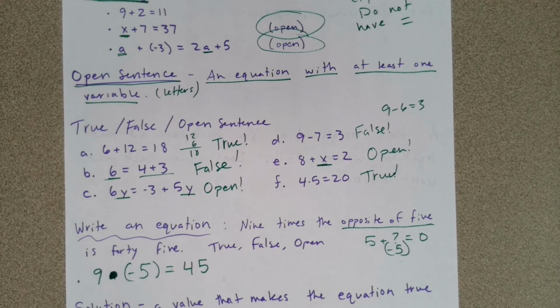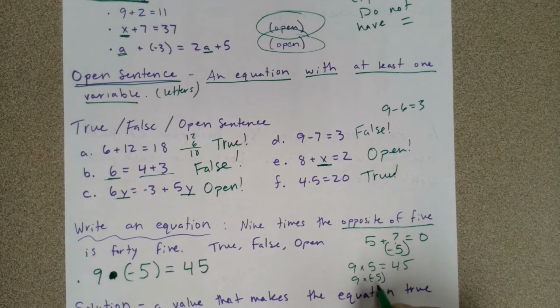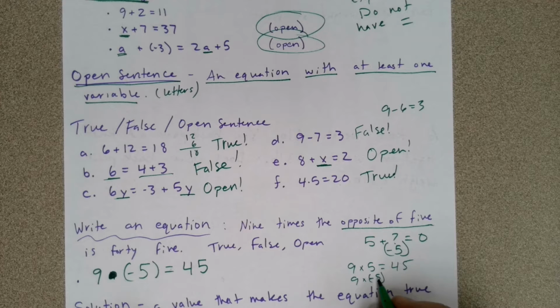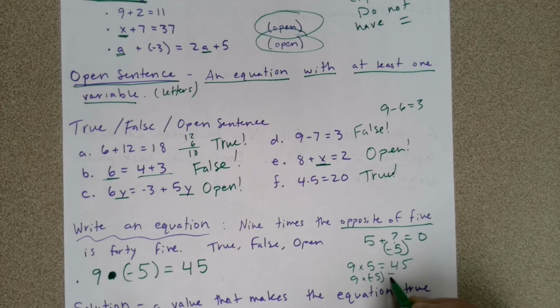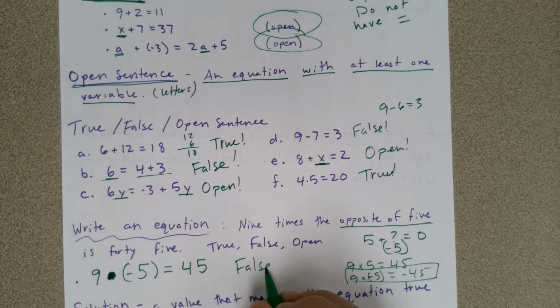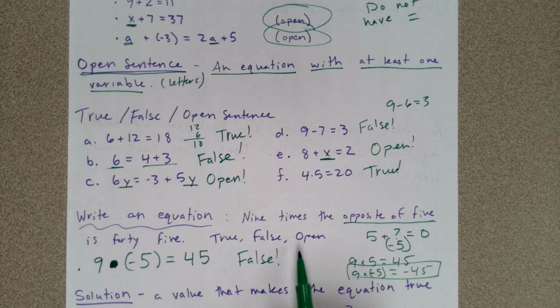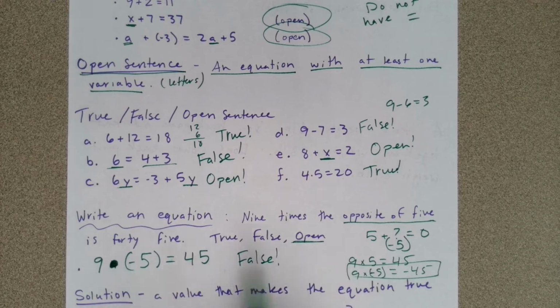Okay, now we got to figure out if that is true, false, or open. I know that 9 times 5 equals 45. We have 9 times negative 5. I know a negative times a positive, those signs are different, so it is always a negative. So I know that 9 times negative 5 equals negative 45. So this would be false. This would need to be a negative in order for it to be true. This is not an open sentence because we do not have any variables.